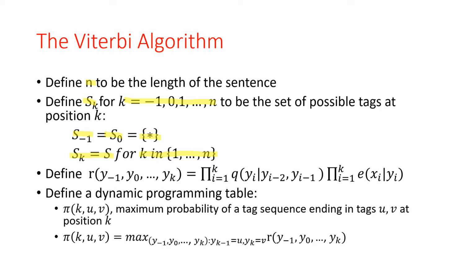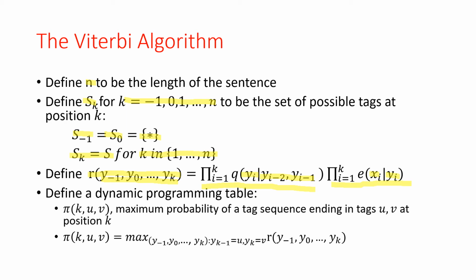And then the Viterbi algorithm defines this function r, which takes the sequence of these y elements, so y from -1 up to k, and it calculates the product of these q terms and e terms. So, as we said before, these q terms are basically the conditional probabilities of a tag given the two previous tags, and the emission parameters are calculated as the probability of a word given a tag.